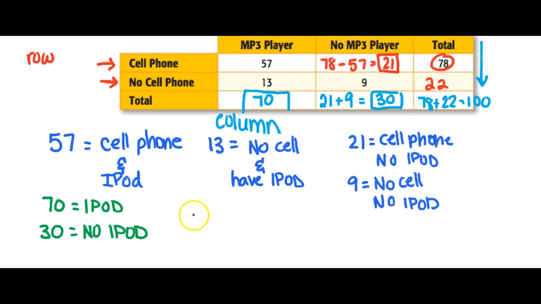Okay? Now let's look at the row. Going across, we have a total right here of 78 people with cell phones.